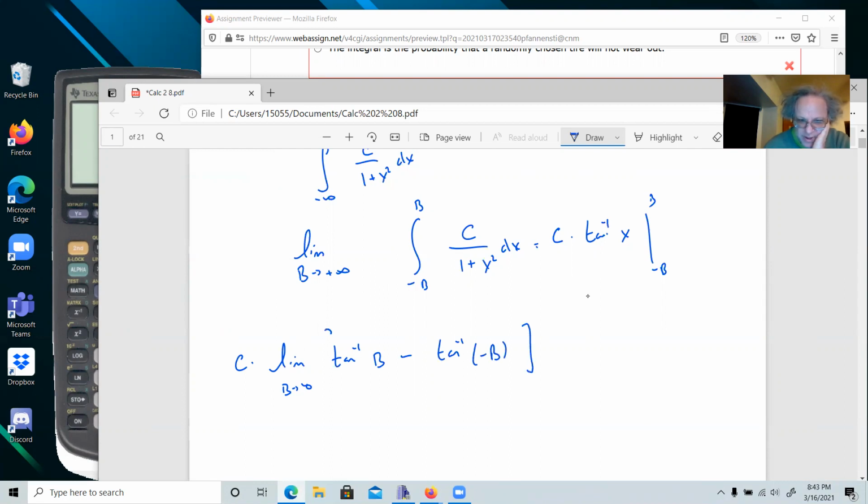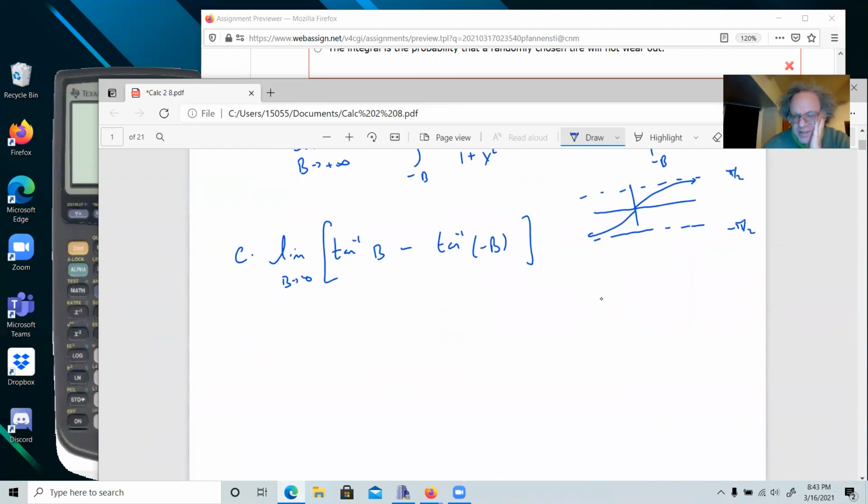Well, what is the inverse tangent as x, or b, goes off to infinity? Do you remember what inverse tangent looks like? That function has an asymptote at pi over 2. Down here, there's an asymptote at negative pi over 2. So inverse tangent as x goes off to infinity is going to be pi over 2. And minus, look at this, we've got a negative pi over 2 down here. So pi over 2 minus a negative pi over 2. That's pi, isn't it?